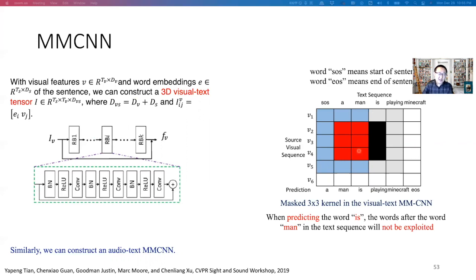When we predict the next word, for example here, it can only access the start word and the previous word. It cannot access the future words. To achieve this, we mask the kernels, setting the kernel weights to 0 for the right-hand side positions. In this way, when predicting the word "is", the words after the word "man" in the text sequence will not be exploited.